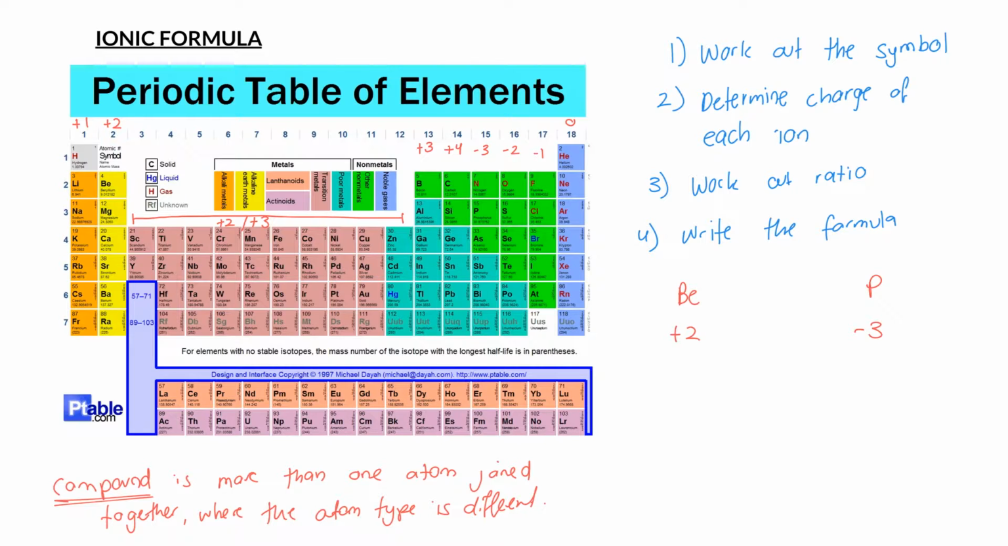There's a little sneaky trick that we can use where we basically just swap the numbers associated with the charges, and that's our ratio. We'll have a look at that in a sec. So our ratio would become 3 beryllium to 2 phosphorus. So how does that work? Well, let's look at it. Let's say we have a Be wanting to give 2 electrons away and phosphorus wanting 3.